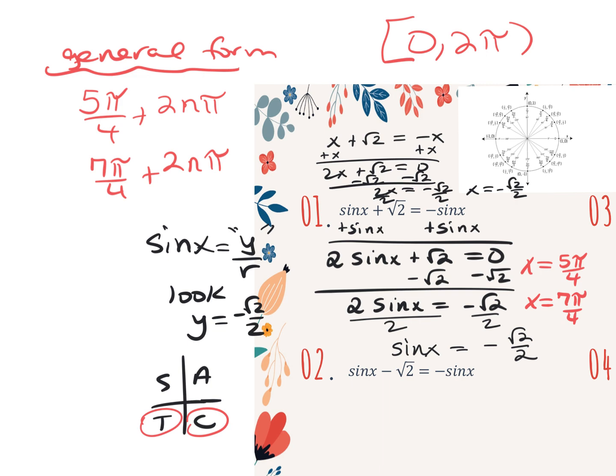Let's try number 2. So r in the unit circle equals 1. So this is really y over 1. So this is why I'm just looking at the y when I'm doing sine. So remember, when you see sine, you look at the y. Cosine, we're going to look at x.